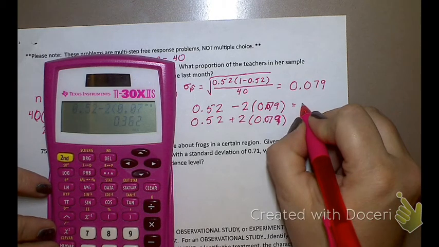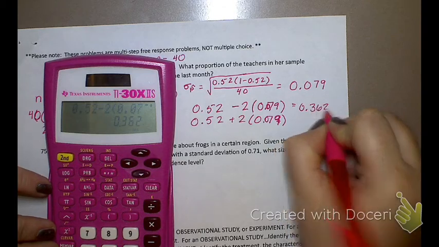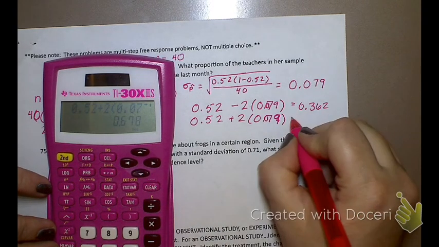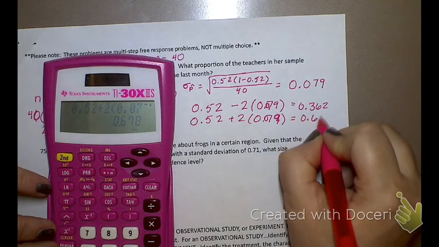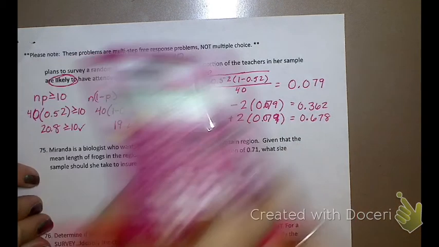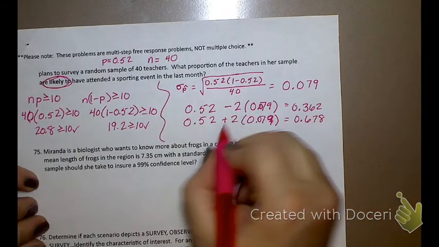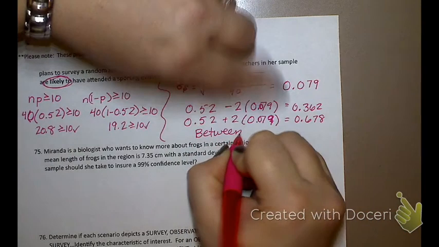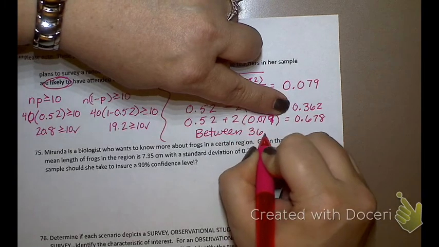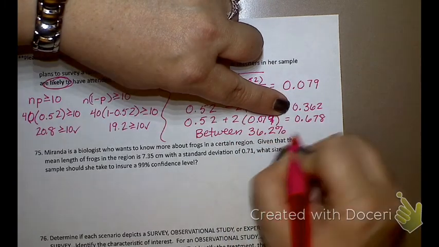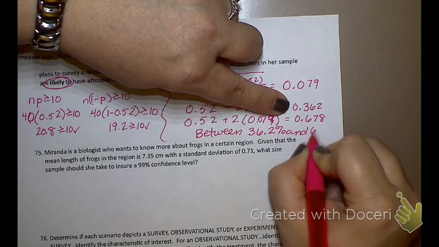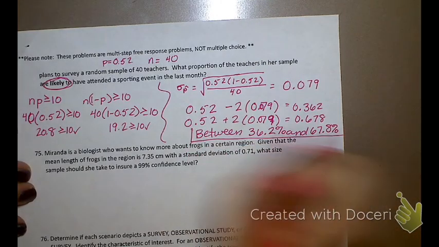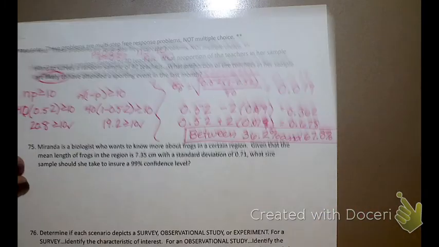And I get 0.362. And arrowing back and changing that minus to a plus gives me 0.678. Oops. So I can go ahead and change those to percents. It should say between 36.2% and 67.8% would be my answer there. Okay.